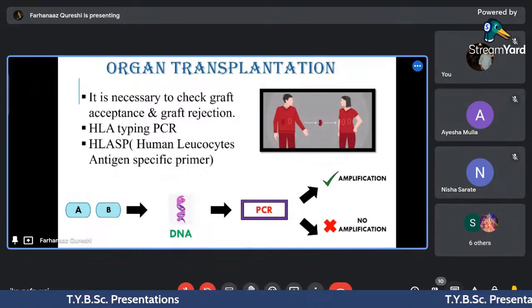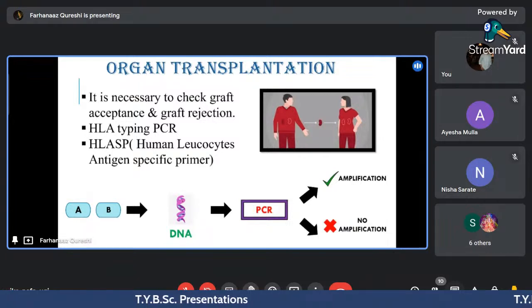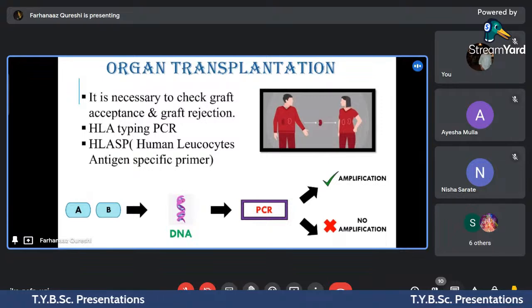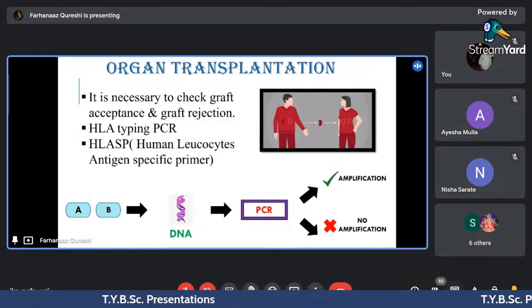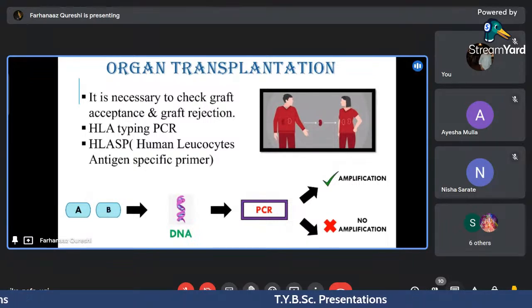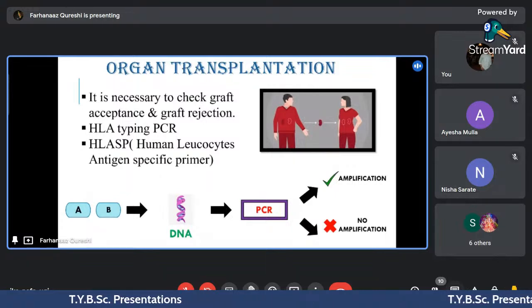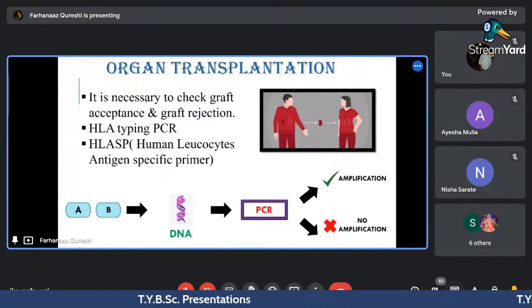In this, we use HLA-LSP, that is human leukocyte antigen locus specific primer, because the human genome contains HLA and HLA is highly variable. It means that A and B person will have different HLA in their genome. In this case, we collect both A and B person's DNA and run a PCR separately. It will be HLA typing PCR, and we will use the HLA locus specific primer.